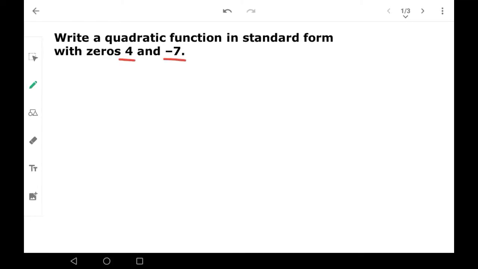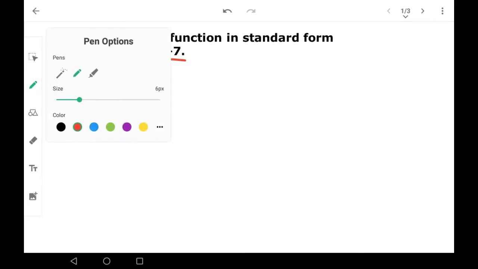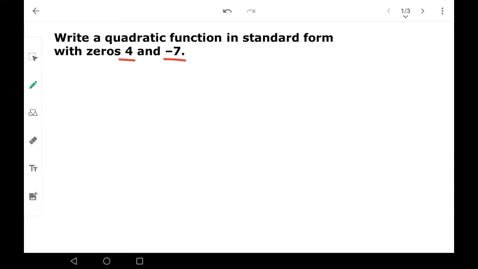So what I have to do first in this case is to rewrite these zeros as x values, because these are the x-intercepts, right? Remember that the zeros of a function are the x-intercepts of the function. So the first x-intercept is 4 and the second x-intercept is -7. So we know that these are two solutions of the function. So what is the next step?